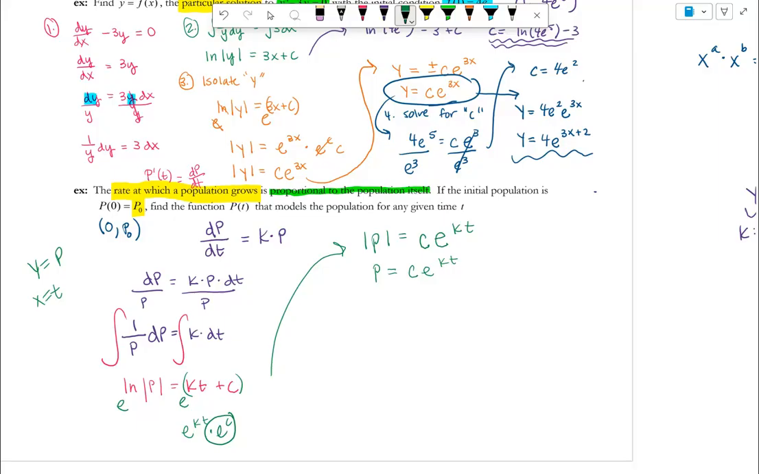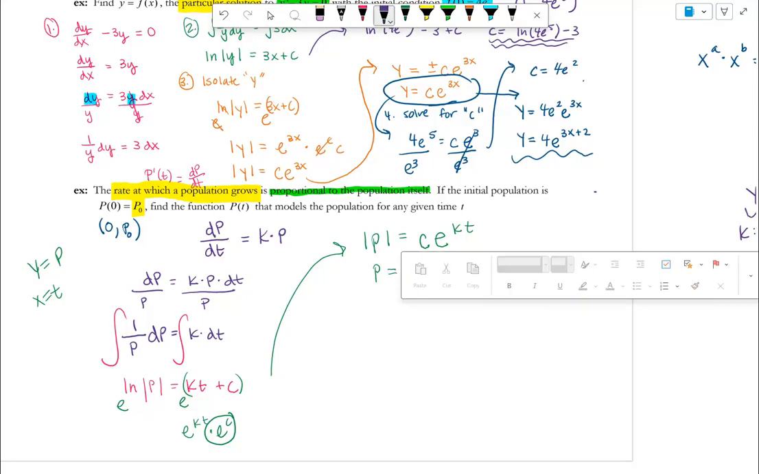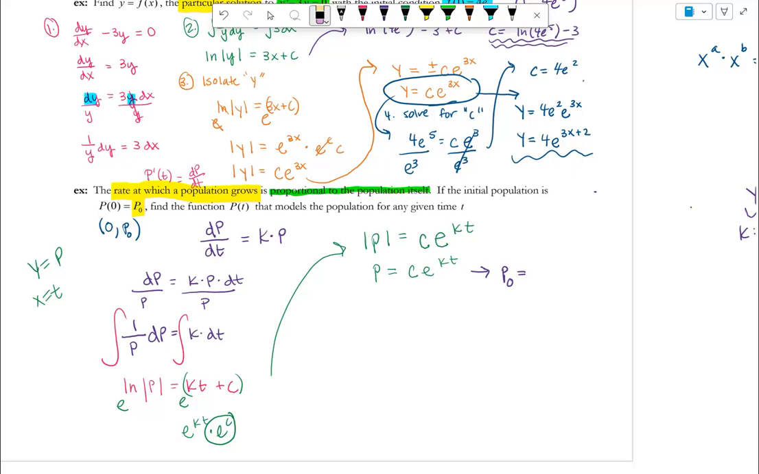All right, now we need to plug in our initial condition. We said that when t is 0, our population is P naught. So P naught equals c times e to the power of k times 0, which is just 0. e to the power of 0 is 1. So c is just P naught. So coming back to this, we get P equals P naught times e to the power of kt. And that is it. That is our solution.